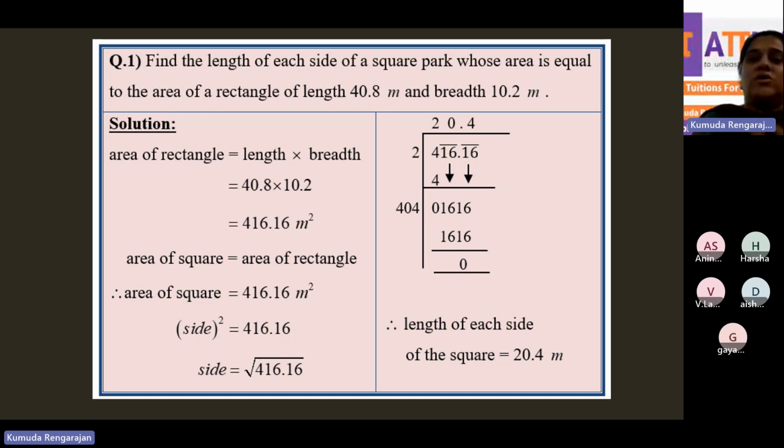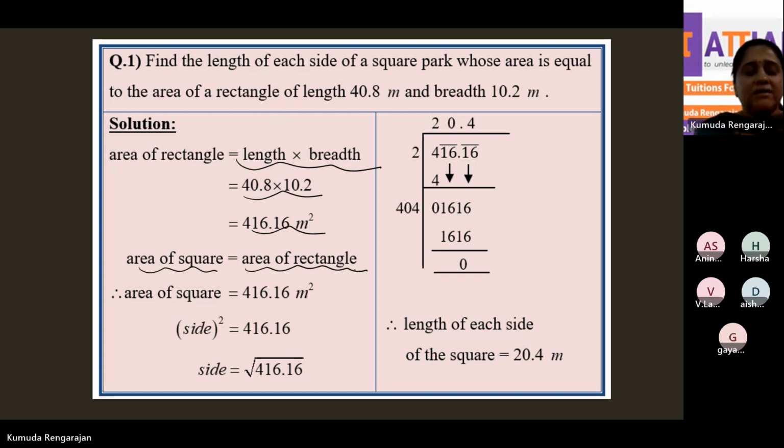You will not find perimeter. You will find area of the rectangle. Because it is given that the area of the rectangle is equal to the area of the square. So why will you find the perimeter of the rectangle? You will find the area of the rectangle. Area of the rectangle is equal to L into B. All this you know. Now it's given that the area of the square is equal to the area of the rectangle. And that means the area of the square is 416.16 meters squared.